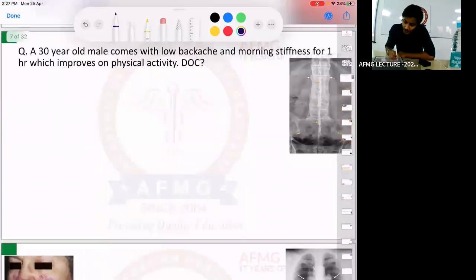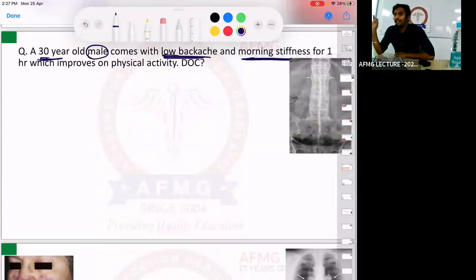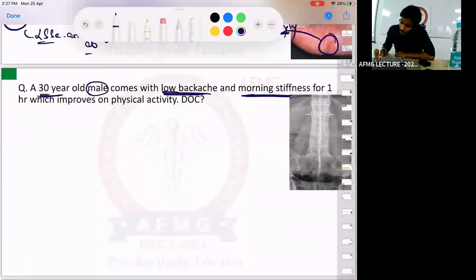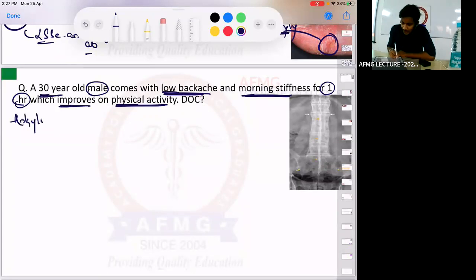A 30-year-old male, a young adult male, presenting with low backache and morning stiffness. What should we blindly think? Ankylosing spondylitis. Young adult male, low backache, morning stiffness. Here the patient, as I told you, will have morning stiffness for almost 30 minutes to 1 hour, not more than 1 hour usually, right? And here also the morning stiffness will improve on physical activity, right? So here the answer is ankylosing spondylitis.